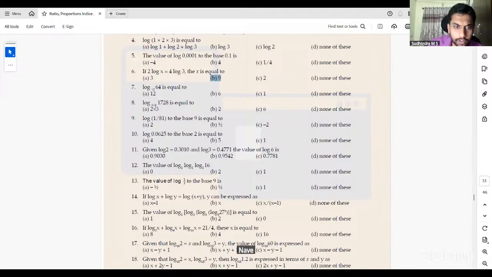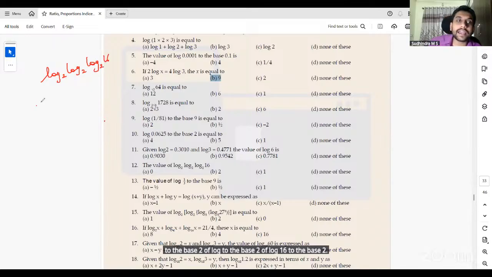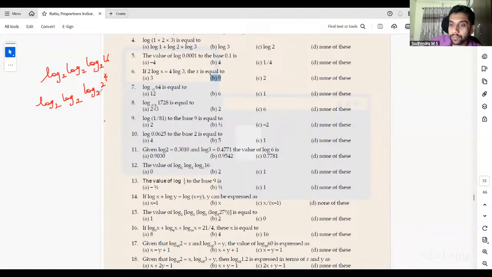Naveen Gaud also, you have to recheck. They have asked us log to the base 2 of log to the base 2 of log 16 to the base 2. I can write log 16 as log of 2 to the power 4 to the base 2. So this can be written as log to the base 2 log of 4 to the base 2 into log 2 to the base 2. This 4 goes out.